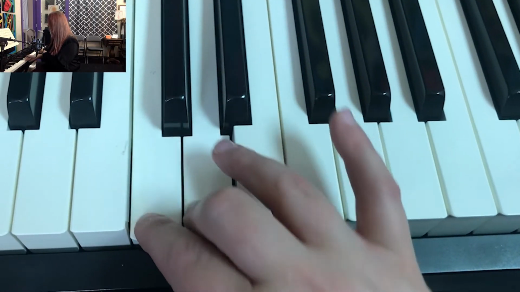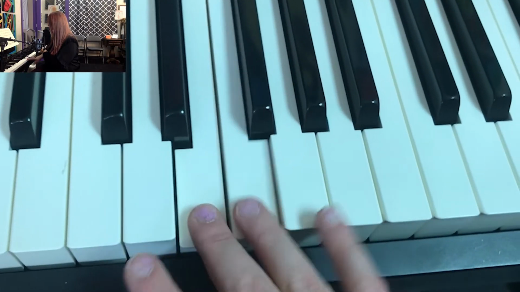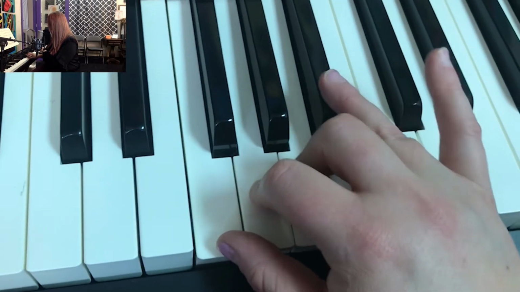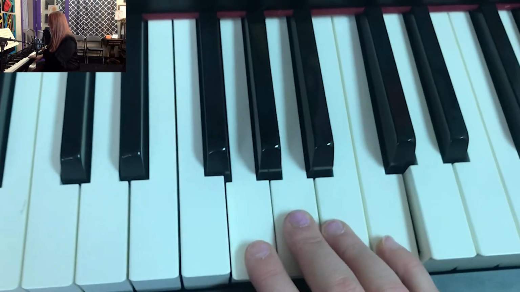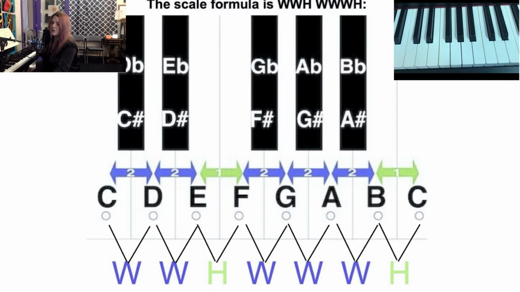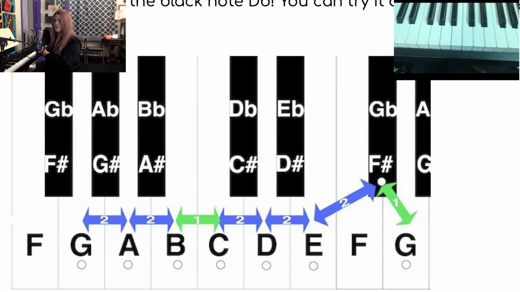Whole step, there's my 2 wholes, and now I need a half step. And then from here I need 3 wholes. Whole, whole, whole, half. So you can try this from anywhere. Let's make sure it works from the next example in the pattern, which is the scale of G.